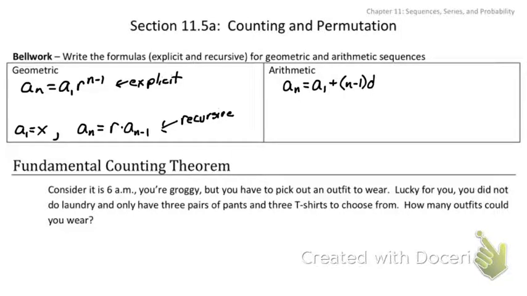All right, our recursive. Recursive is, once again, you do have to state where you start. And for recursive, it's the term I want equals the term before it plus a common difference. So the term I want would be a sub n. The term before it would be a sub n minus 1, and we are adding that common difference. Once again, the top one is my explicit, bottom one is my recursive. Questions on explicit and recursive formulas for arithmetic or geometric?